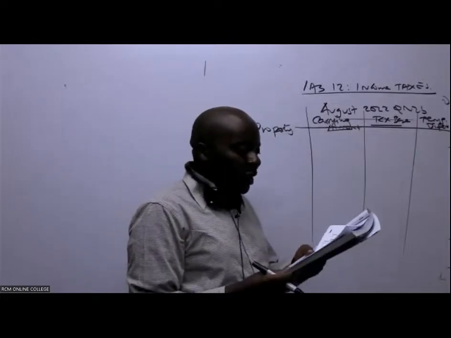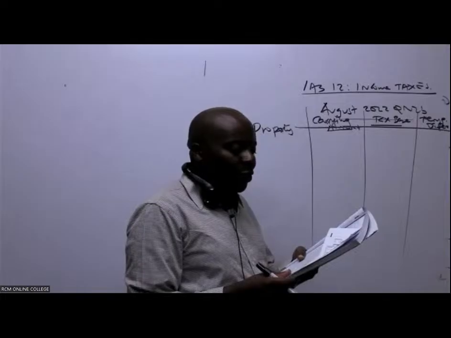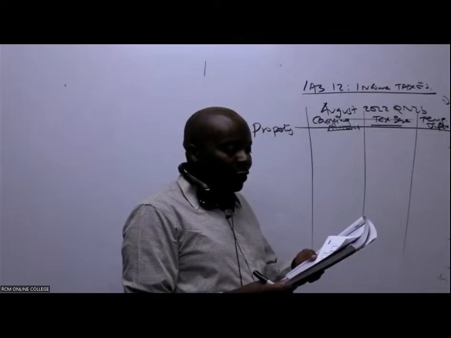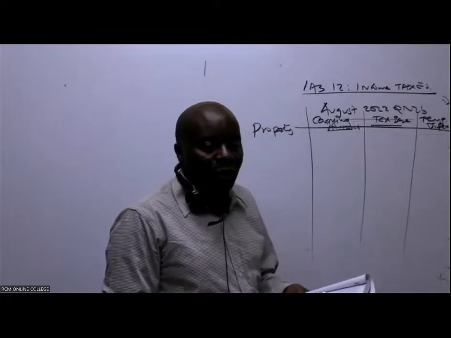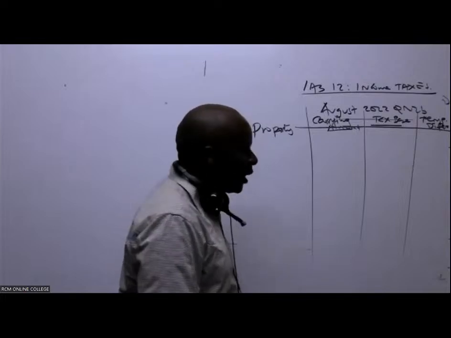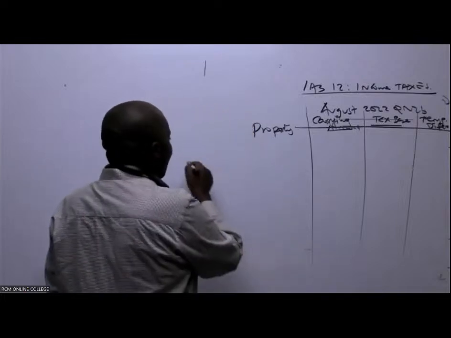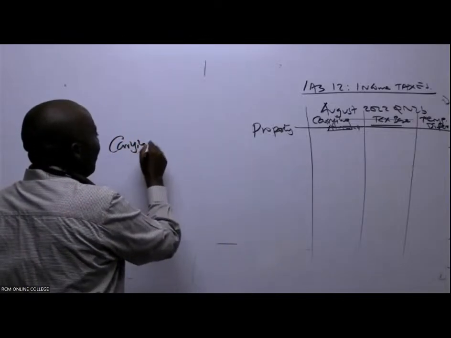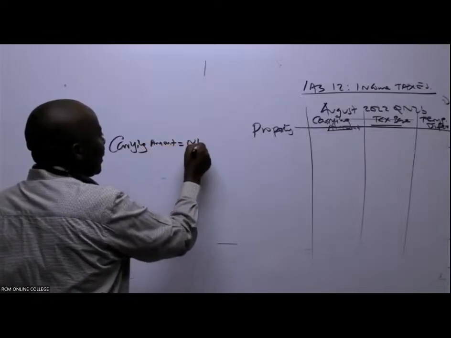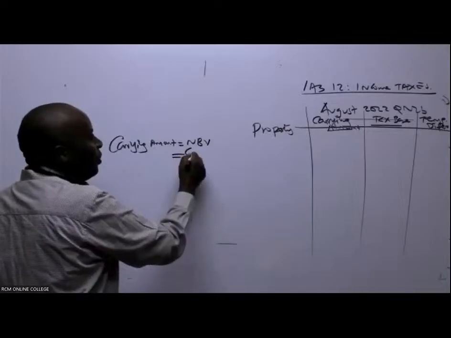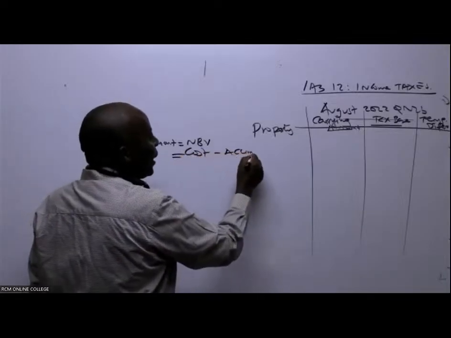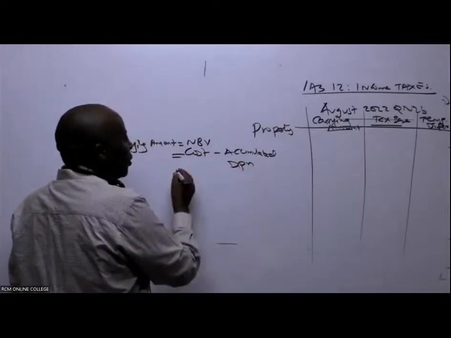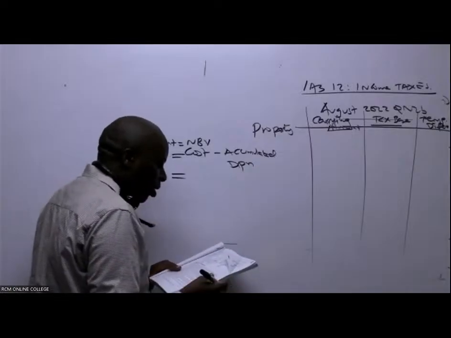This property, what are they telling us? T Limited owns property, plant, and equipment that cost 625 million when purchased. Depreciation of 250 million has been charged up to the reporting date. So, ladies and gentlemen, how do we get our net book value? You see, carrying amount is the same as net book value. It will be cost minus accumulated depreciation.